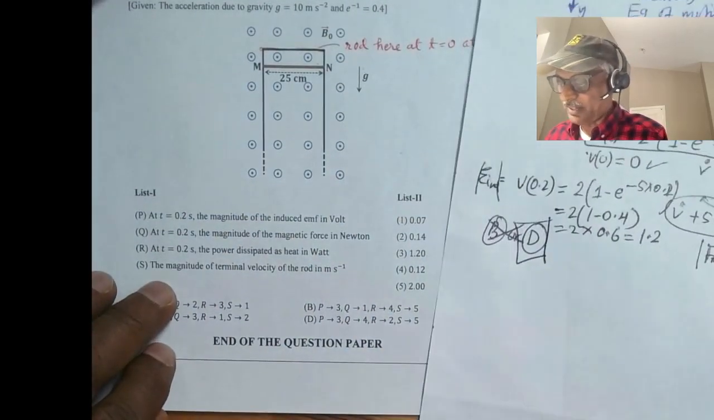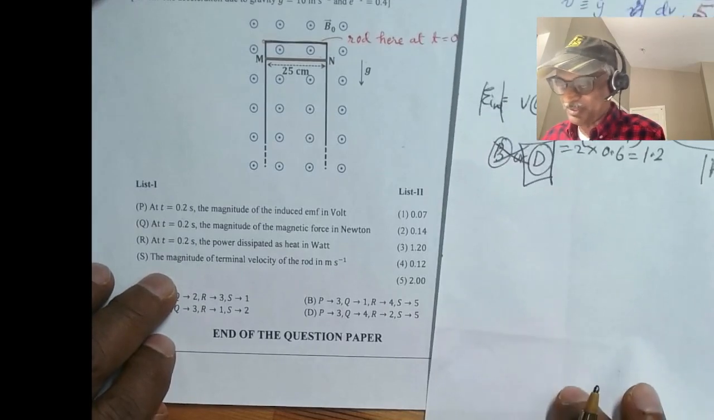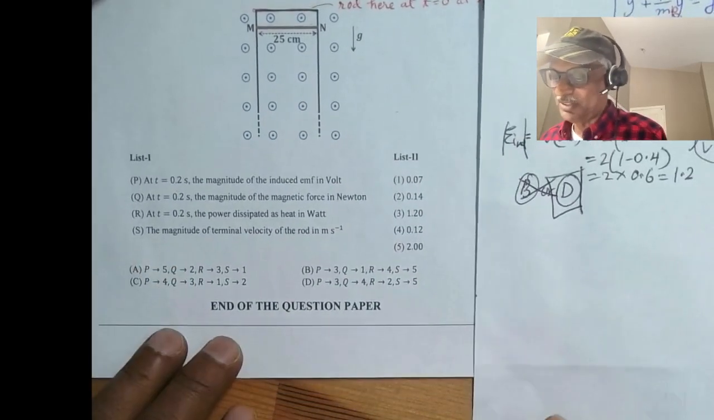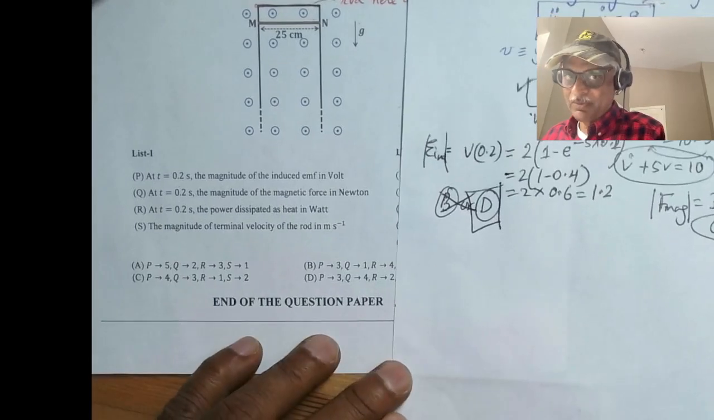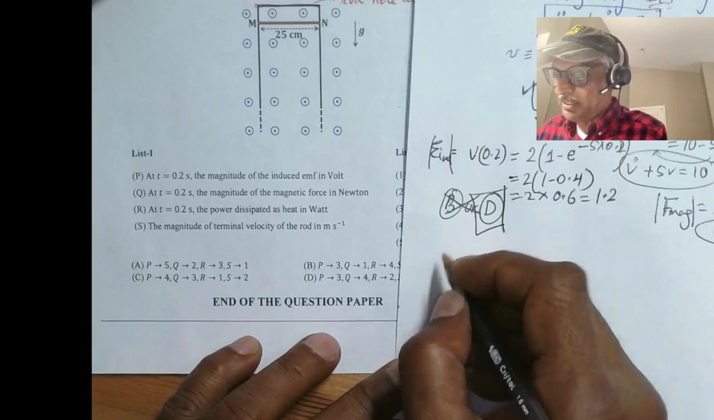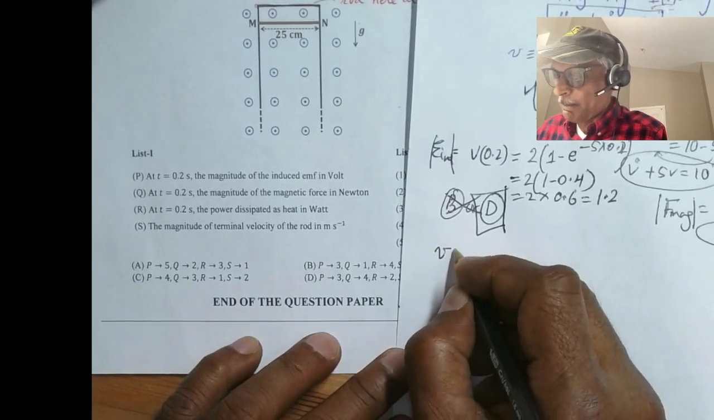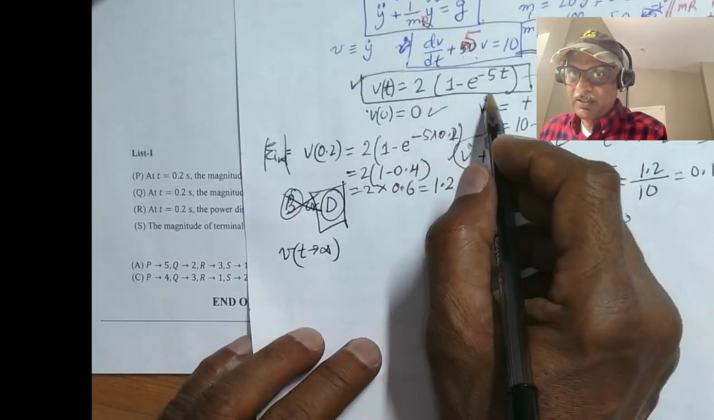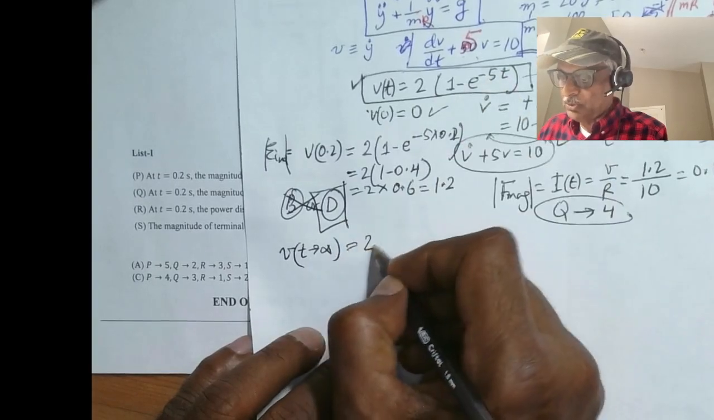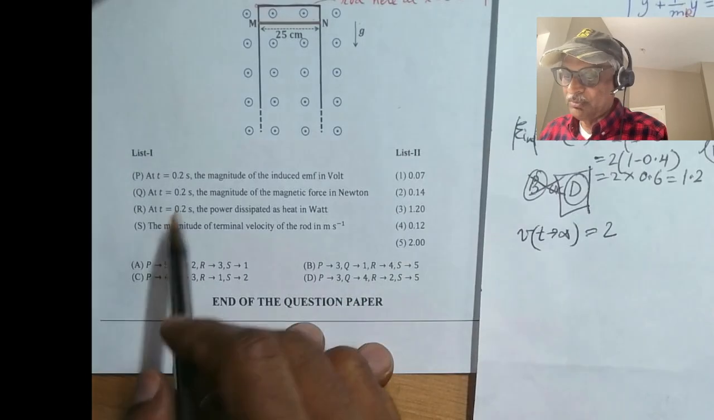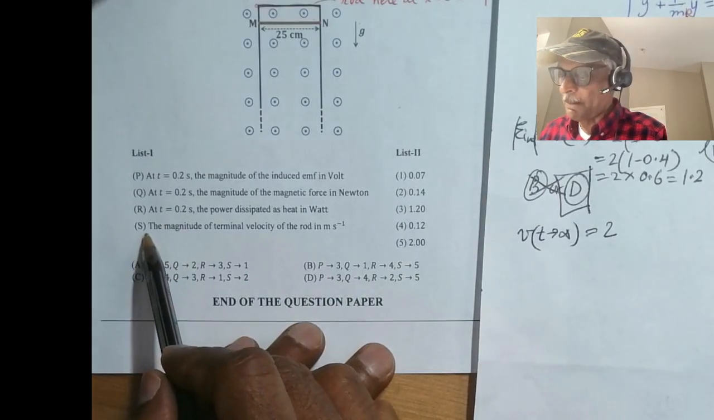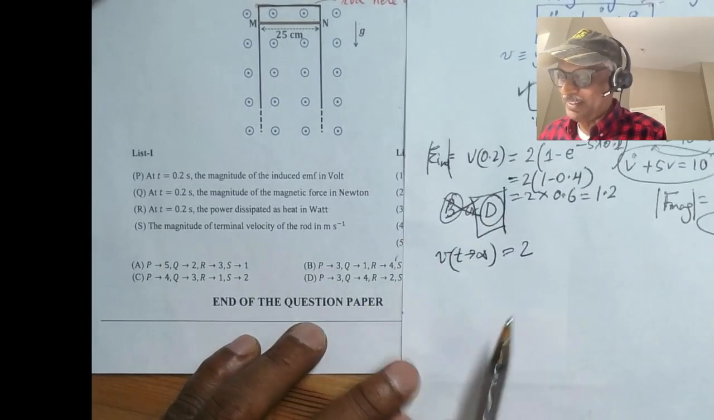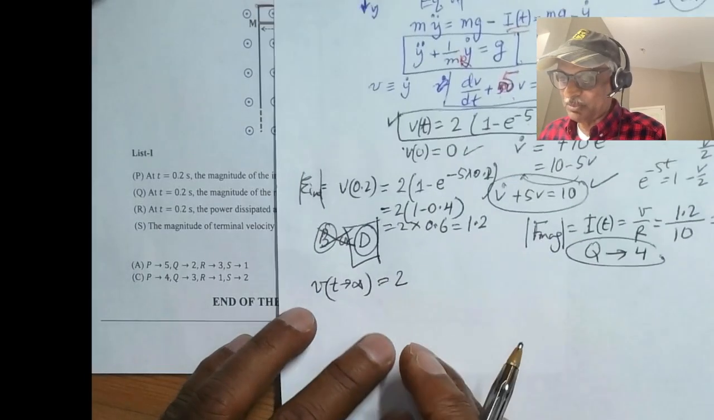Don't need to do more than that, but if you are really curious, you can keep going till you find all of this. This is the end of the question paper. If you're curious about terminal velocity, V as t goes to infinity, this goes away and equals 2. So S goes to 5. That's the correct answer, but it doesn't distinguish between B and D, so it is irrelevant here for the way we did it.